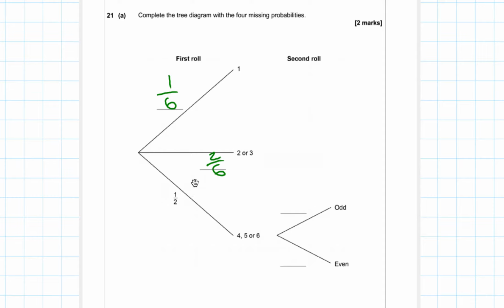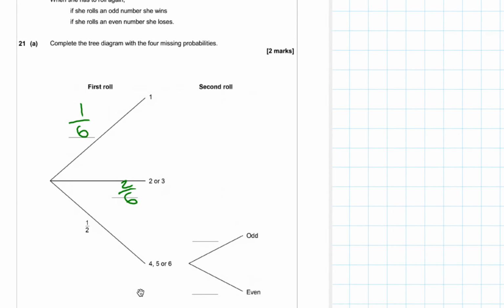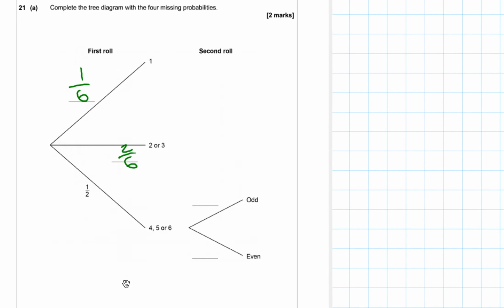The last one is a half, and you can check your probabilities by adding these up. So a half plus 2 over 6 plus 1 over 6 is equal to 1. That's fantastic. That's exactly, each of these must equal 1. Then in the second roll, if she rolls an odd number, she wins. So the odd numbers are 1, 3, and 5, and the even numbers are 2, 4, and 6. So you can see that there's 6 possibilities altogether. 3 of them are odd, and 3 of them are even. So 3 over 6 and 3 over 6, which again is a half as well.